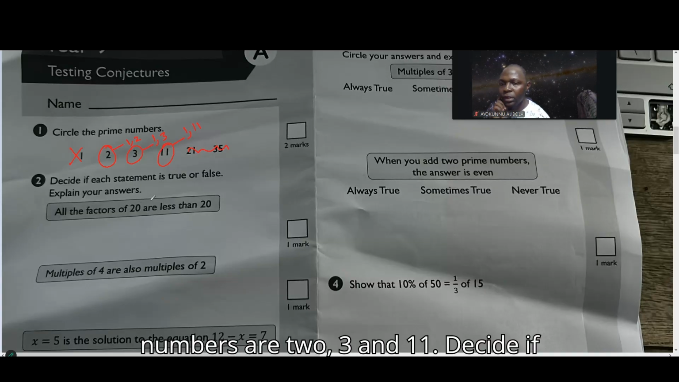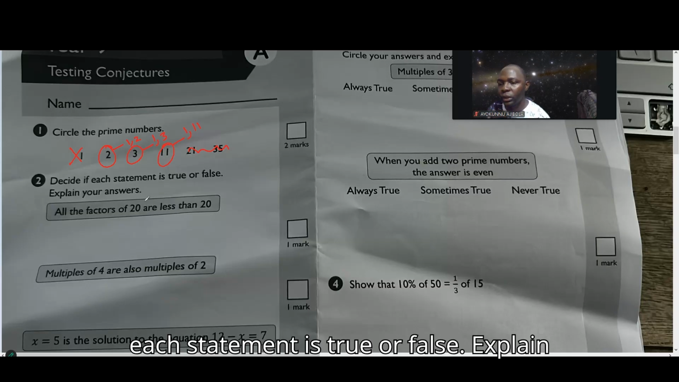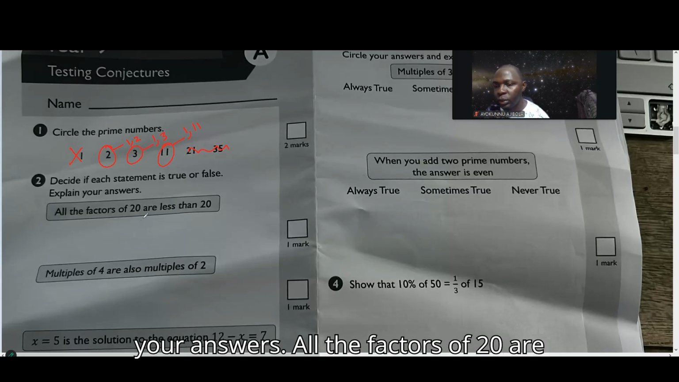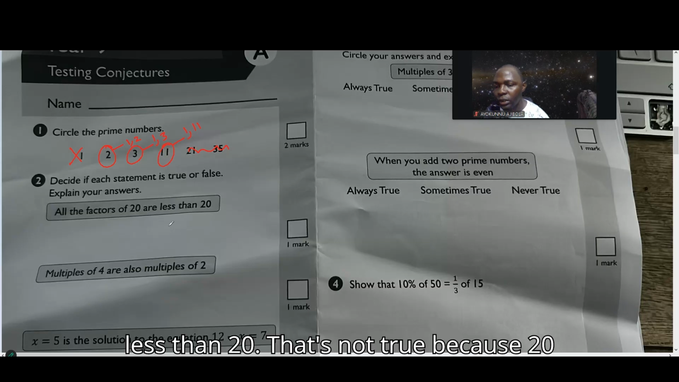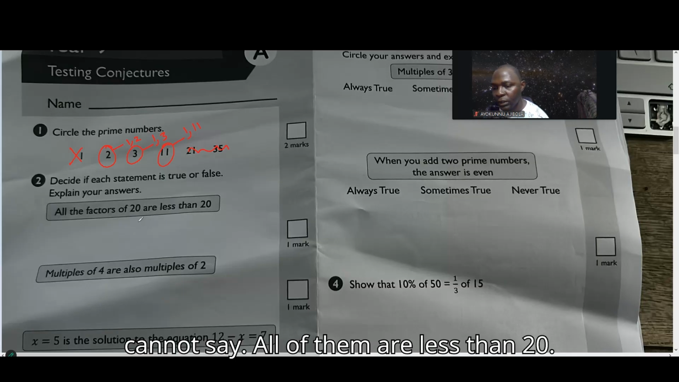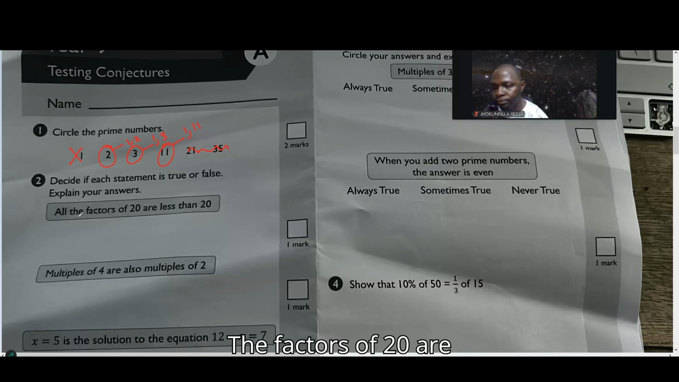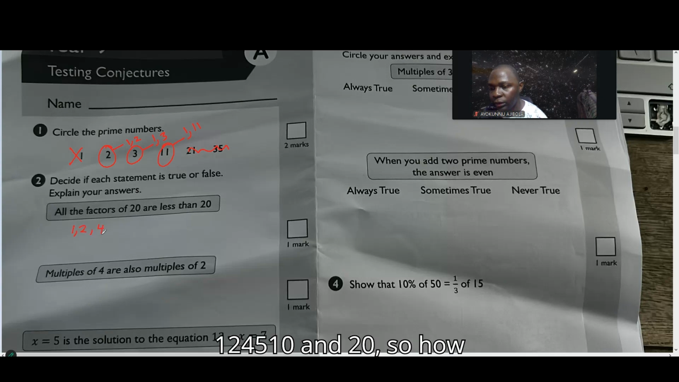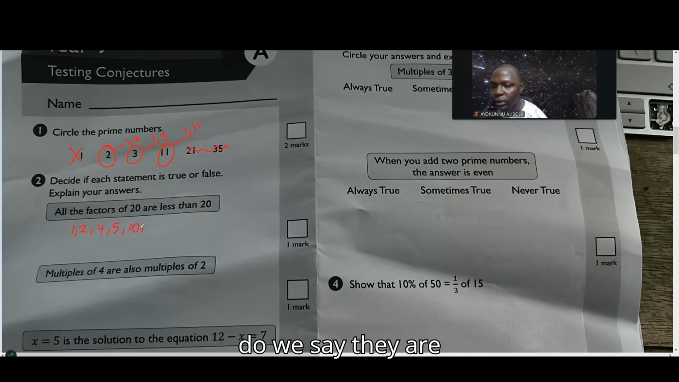Decide if each statement is true or false. Explain your answers. All the factors of 20 are less than 20. That's not true because 20 is also a factor of 20, so we cannot say all of them are less than 20. The factors of 20 are 1, 2, 4, 5, 10, and 20. So, how do we say they are all less than 20? So, it's not true.